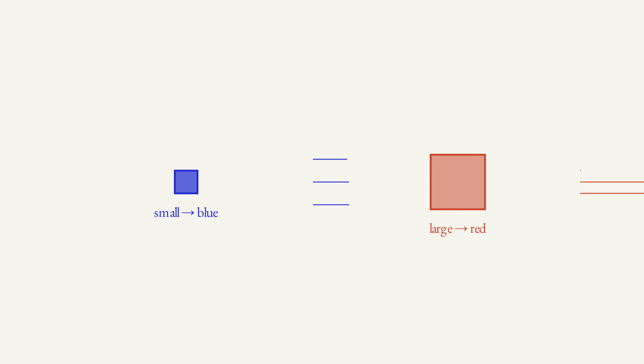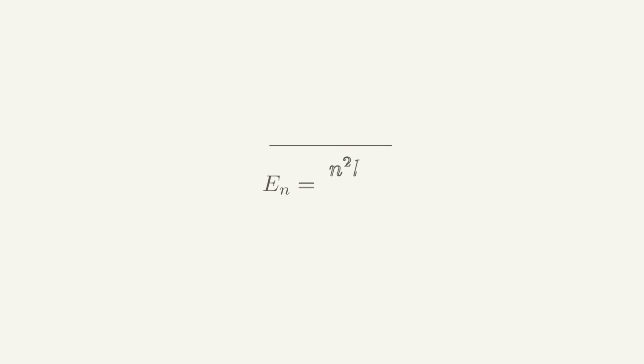This is exactly how a quantum dot works. Shrink the box and every energy scales up as 1 over L squared. Smaller dots jump higher and glow bluer, larger dots glow redder. A quantum dot's color is just this formula made visible.